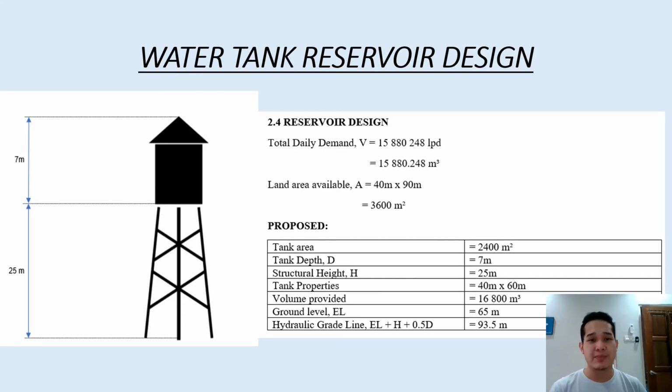Alright, now we come to the last part of the presentation, where we look at the water tank reservoir design. We have calculated that the total daily demand is 15 million liters per day, which is about 15,880 cubic meters, and the land area available is 40 by 90 meters. So we have proposed a tank area of 2,400 square meters with a depth of 7 meters and a height of 25 meters. In conclusion, the design of this water tank is able and enough to cater the water demand for each block in that area.